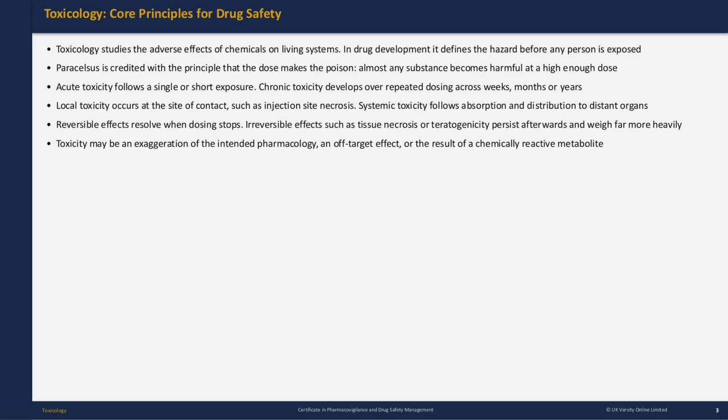Acute toxicity follows a single or short exposure. Chronic toxicity develops over repeated dosing across weeks, months, or years. Local toxicity occurs at the site of contact, such as injection site necrosis. Systemic toxicity follows absorption and distribution to distant organs.